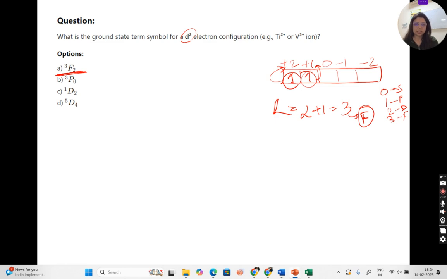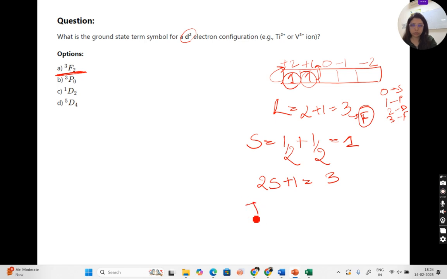So L is F. Now move forward with the value of S. Because it has 2 electrons, half for each, it is half plus half, which gives us 1, and the spin multiplicity is 2S plus 1, which gives us a value of 3.